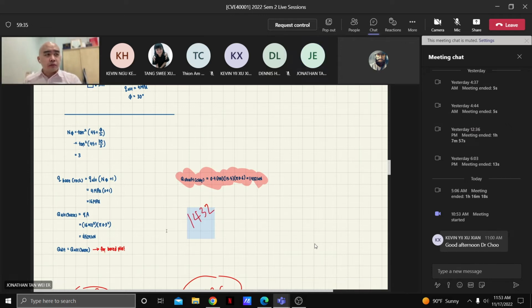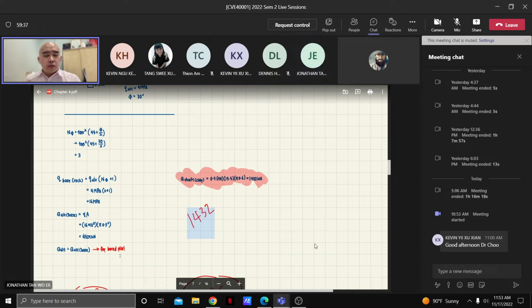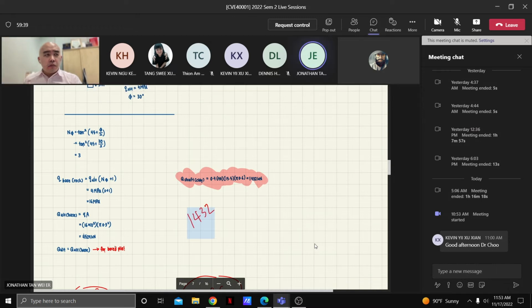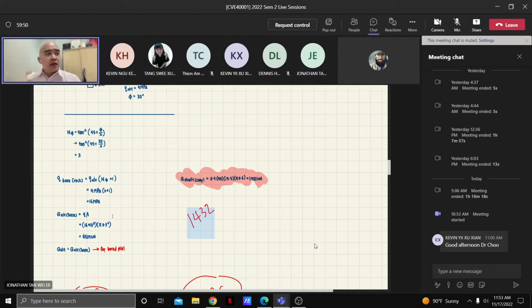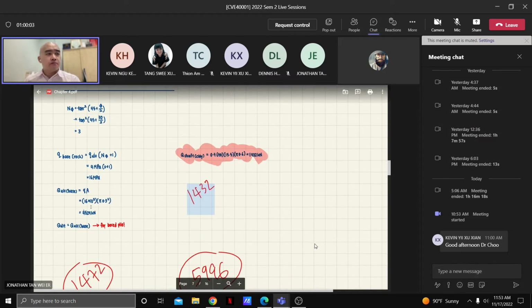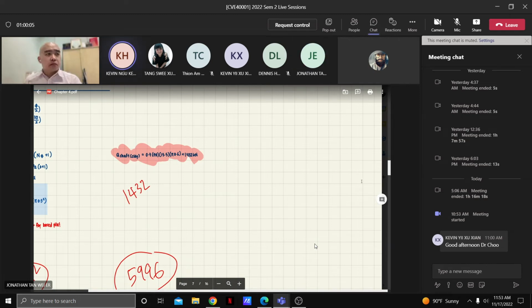Oh, okay. So for both piles, they only have the Q base, right? For both piles, in this case, it's just the Q base only. So the Q base that you should be getting is 4524. Yep, that's correct.